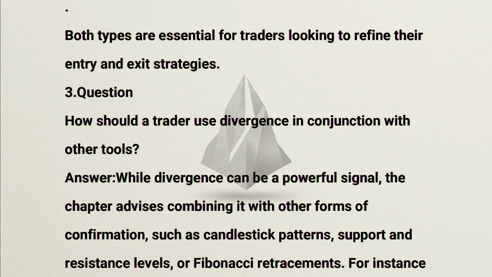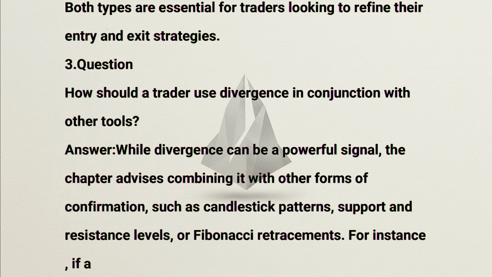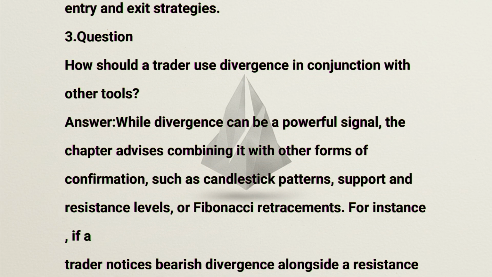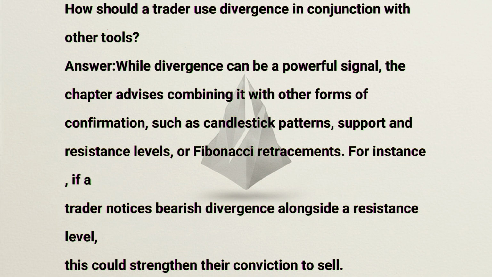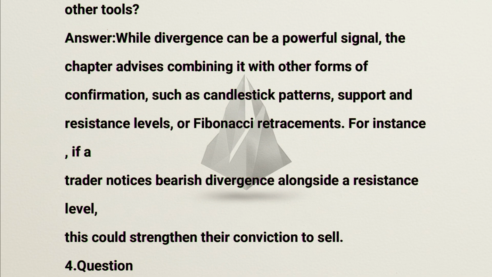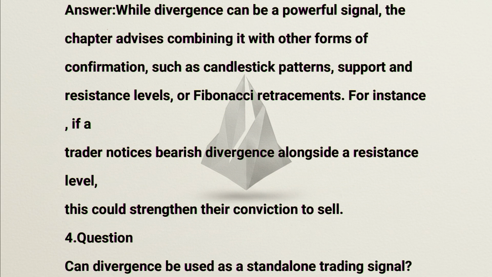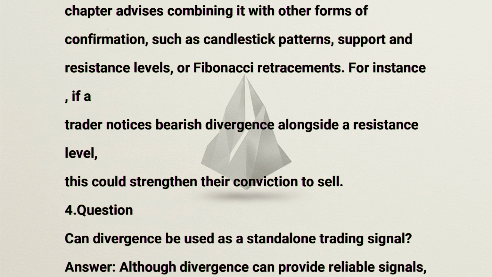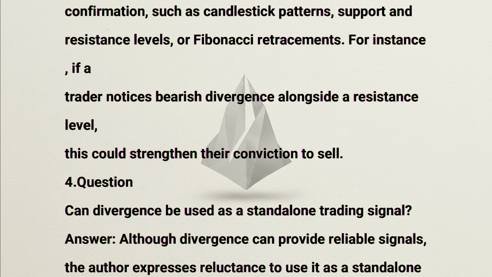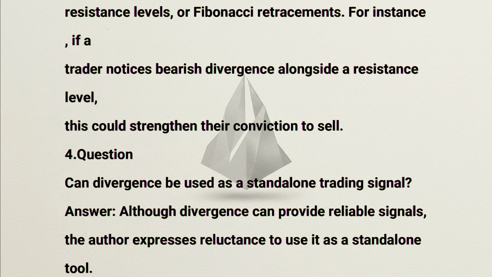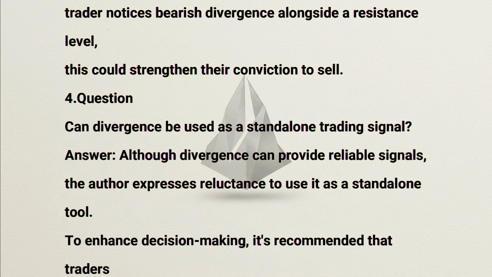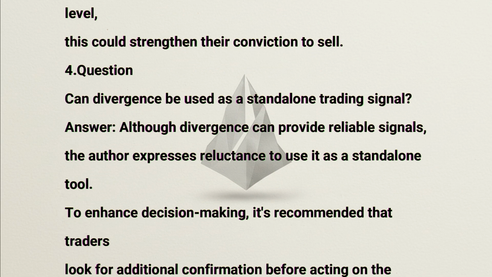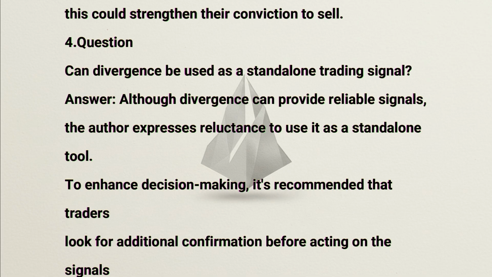3. Question. How should a trader use divergence in conjunction with other tools? Answer. While divergence can be a powerful signal, the chapter advises combining it with other forms of confirmation, such as candlestick patterns, support and resistance levels, or Fibonacci retracements. For instance, if a trader notices bearish divergence alongside a resistance level, this could strengthen their conviction to sell.